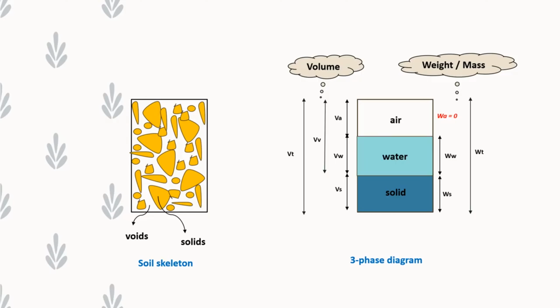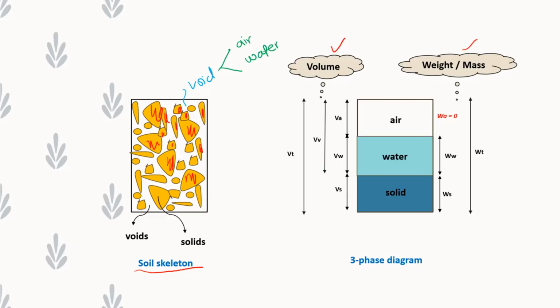The phase diagram, as I mentioned before, represents by volume and also weight or mass. Let's consider that this is your soil skeleton, which consists of solid particles with different sizes and also shapes, and we know that in between the solid particles you have what we call as void, and we know that the components of voids are air and water.